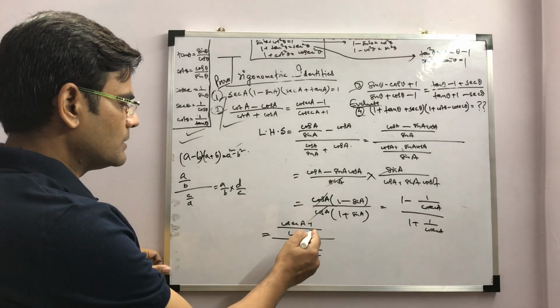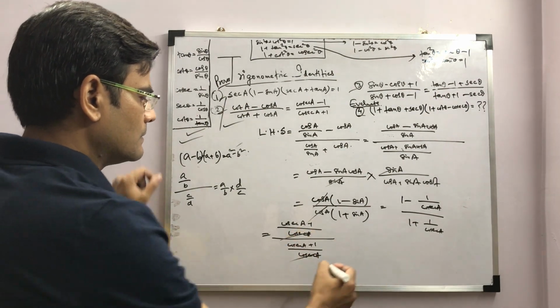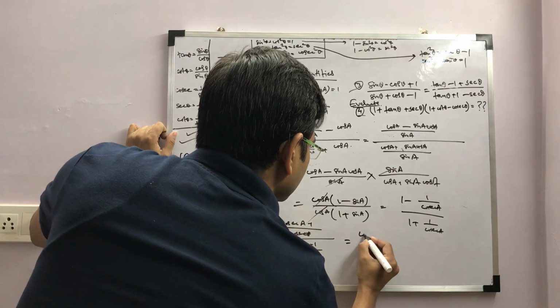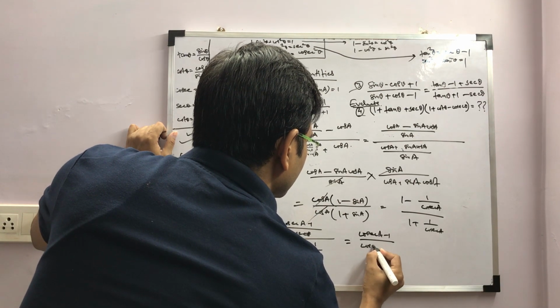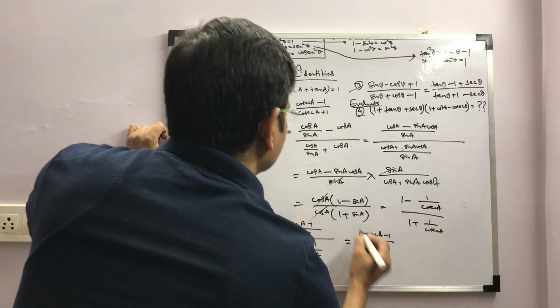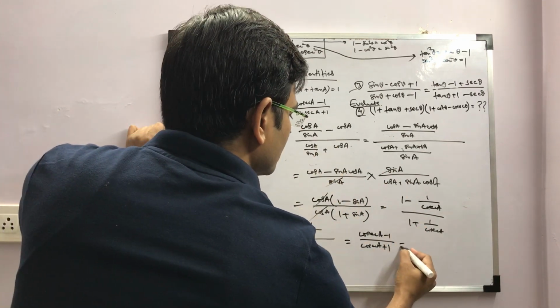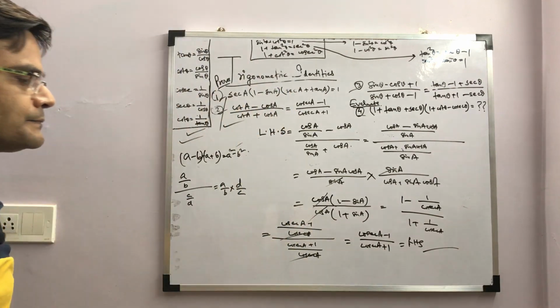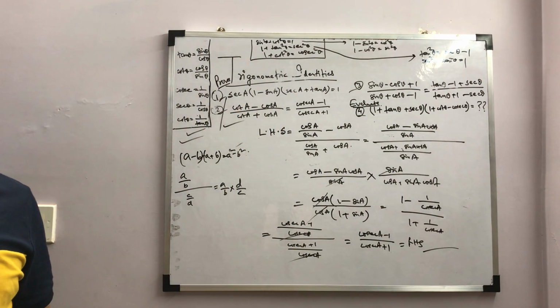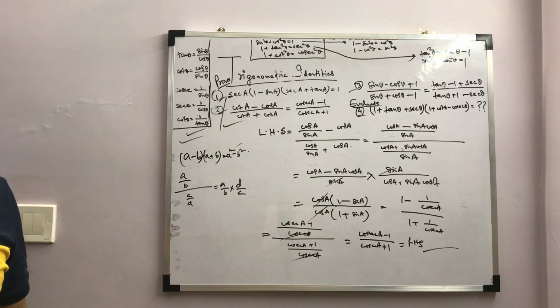So the denominators cancel, and we are left with cosec A minus 1 by cosec A plus 1, and that is equal to RHS. Proved. Hope you understood. Okay, let's move on to the next one.